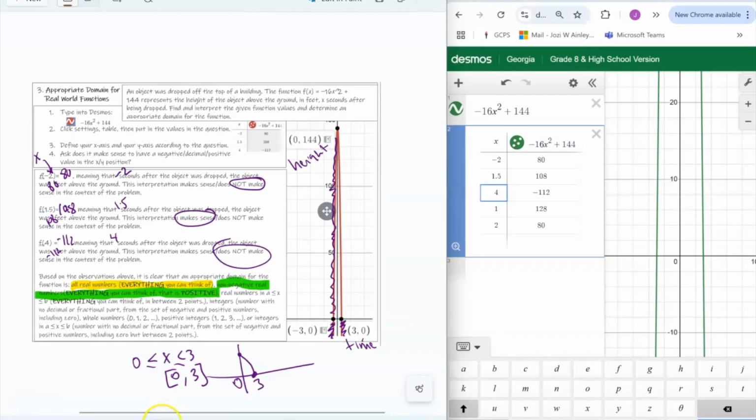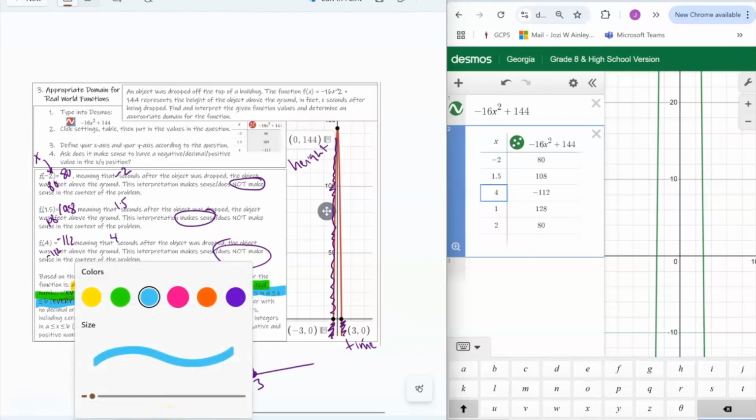All right, so now let's keep going through my definitions. Real numbers in A less than or equal to X less than or equal to B. What does that mean? Real numbers within a constriction. That means everything you can think of between 2 points. That's what I need. So what is that called? Real numbers between 2 points. Okay, and you just go through reading what it means in order to see what your answer could be for your domain. So I'll just go over the other definitions just in case you get one of those problems.